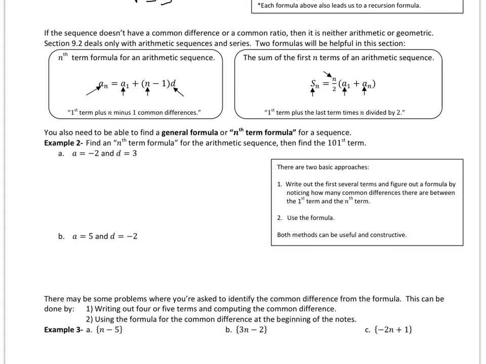Now, two formulas are going to be very helpful in this section. The first is what we call an nth term formula. If you want to find the nth term in an arithmetic sequence, we're going to take the first term, and then plus n minus 1 times the common difference, okay? And then the next formula is the sum. If we want to find the sum of the first n terms, which is always denoted with an S, okay?